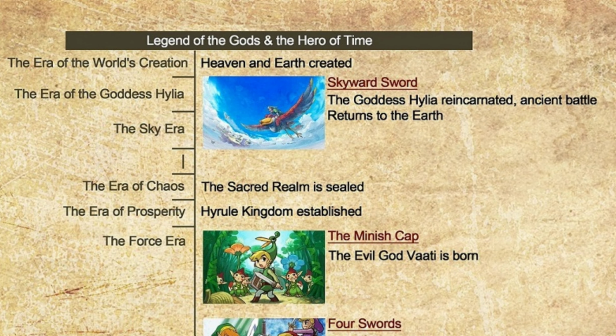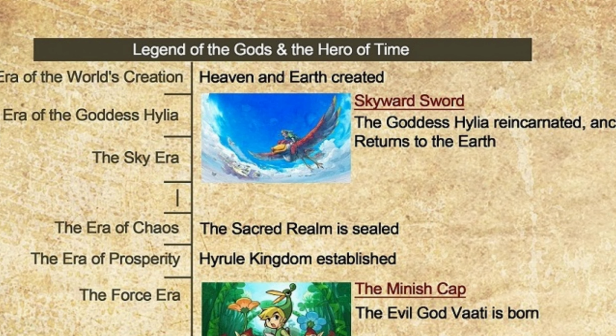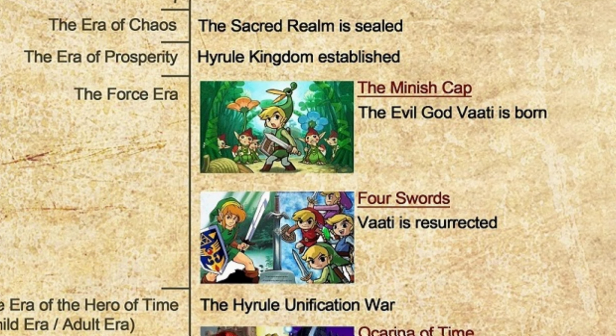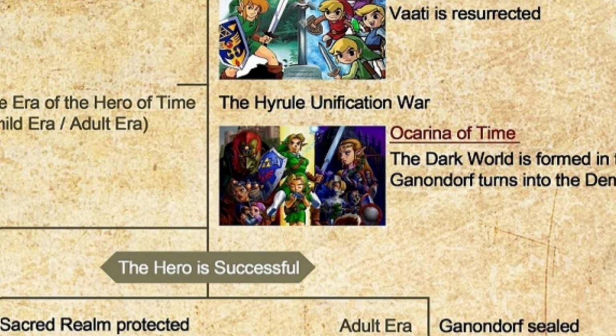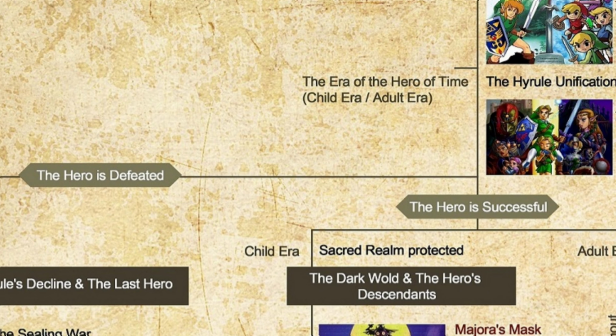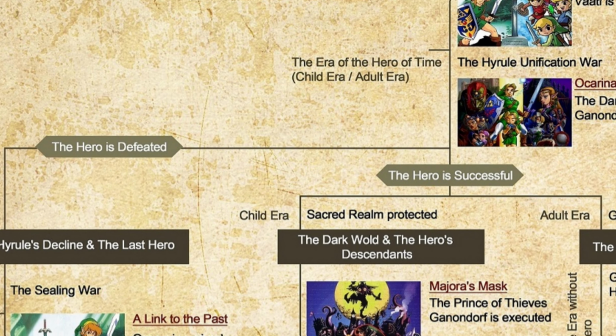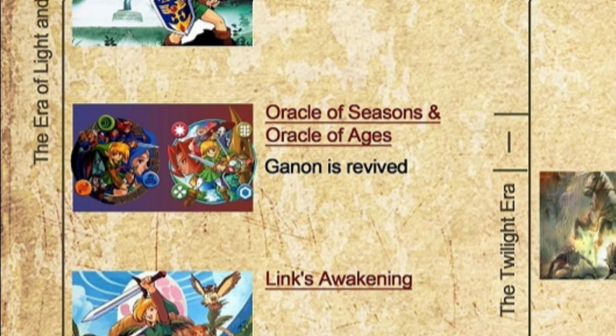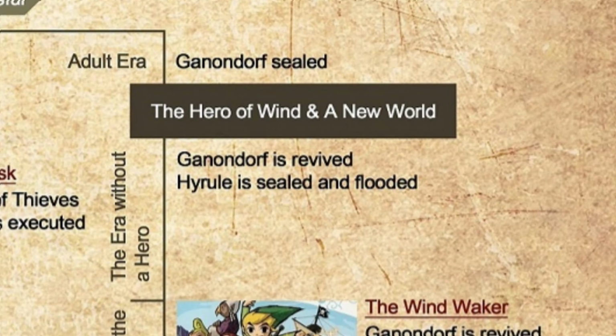The timeline starts off with Skyward Sword being the first game ever. This then leads to Minish Cap, 4 Swords, and then the big one, Ocarina of Time. Ocarina of Time has a massive timeline split. This creates 3 separate timelines: the Fallen Hero timeline, the Child timeline, and the Adult timeline.